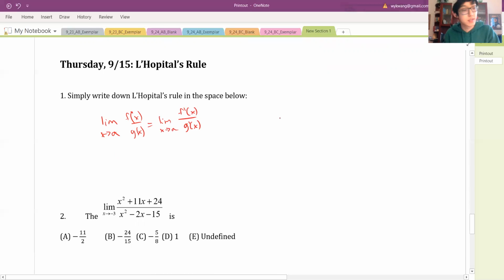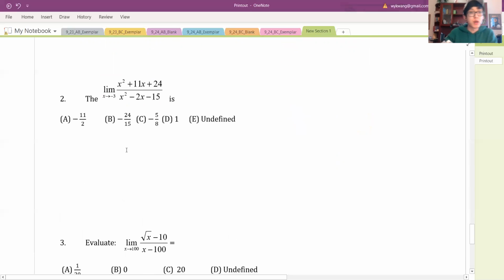And remember, I gave you that list of indeterminate forms. Indeterminate forms are like 0 over 0 or infinity over infinity. So when you solve for a limit and you just plug it in and you get one of these, then we know we can apply L'Hopital's. And L'Hopital's is literally, look, f to f prime. So you just find the derivative of the numerator and then the derivative of the denominator. So let's see problem number 2.